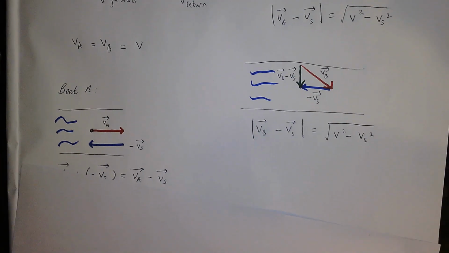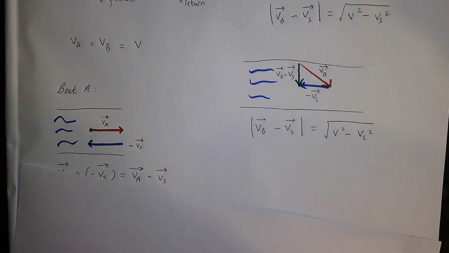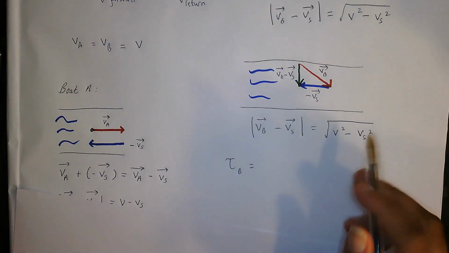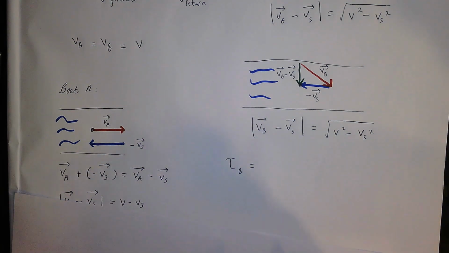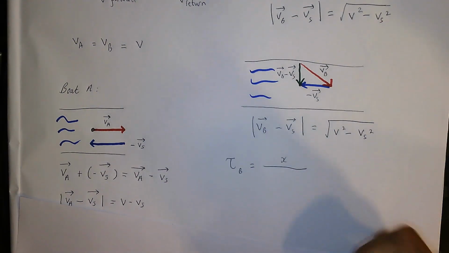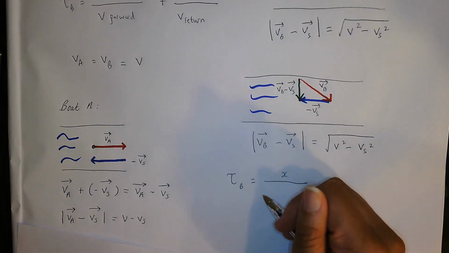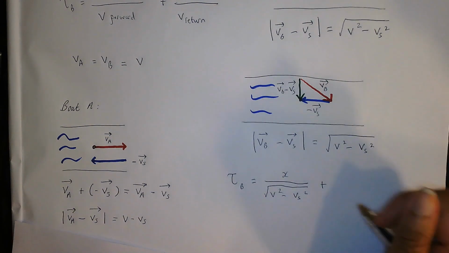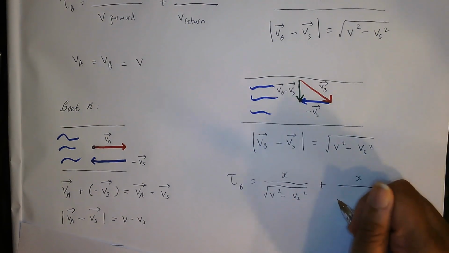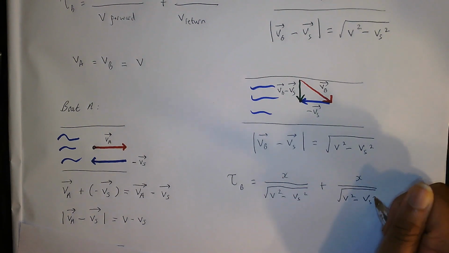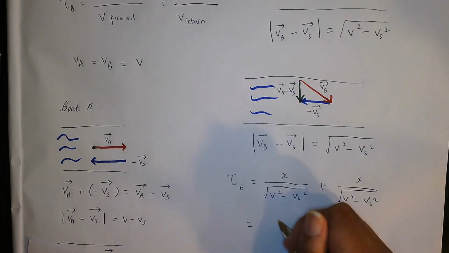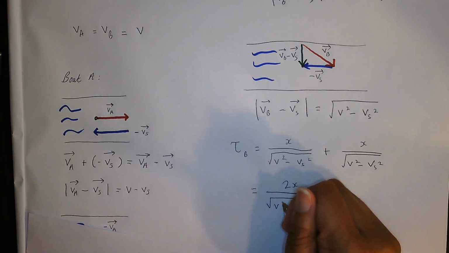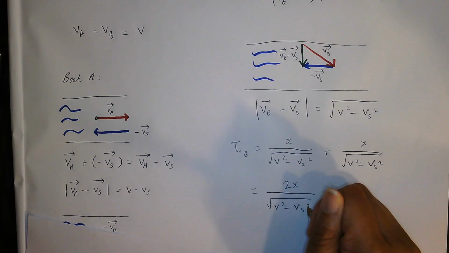So we can now work out what tau b is. So tau b is equal to the distance boat B travelled, so x over its velocity when it was on the way, square root of v squared minus vs squared, plus when it was returning, x over square root of v squared minus vs squared, so there's the same thing. So in total that is equal to 2x over square root of v squared minus vs squared.